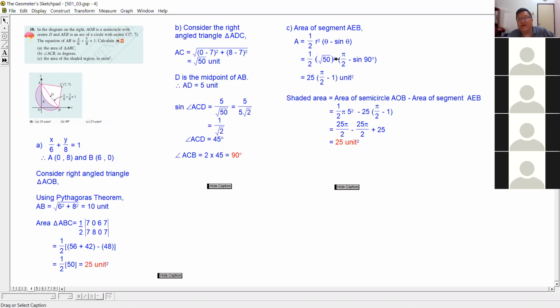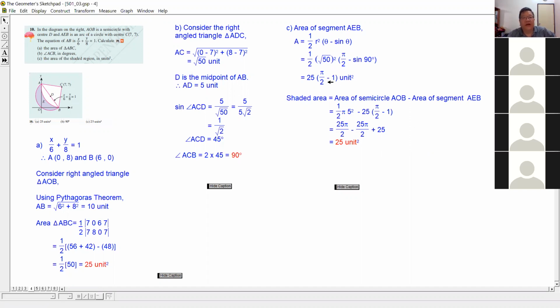Then r squared is square root of 50 squared. Then bracket theta 90 degrees is pi over 2, right? I told you already, theta has to be in radians. 90 degrees in radians is pi over 2. Then minus sine of this angle. Now this segment here is actually referring to the white color here. So I use the area of sector minus the area of this right angle triangle. So simplifying, I have 25 bracket pi over 2 minus 1 unit squared.